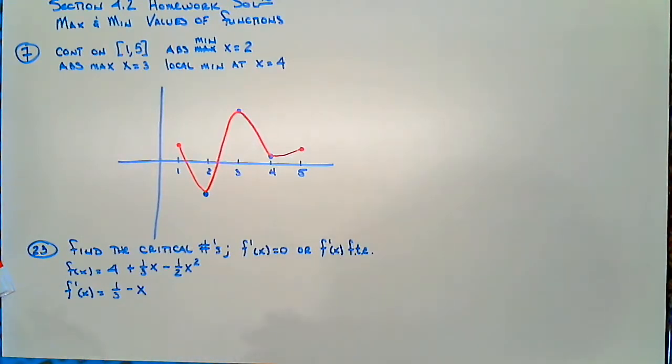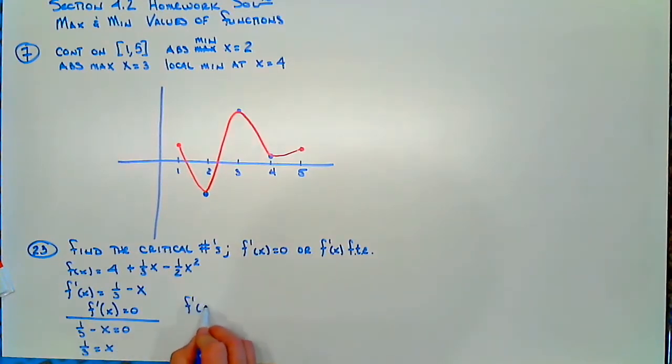So how do we find critical numbers? My suggestion is you make a chart, right? You say f prime of x equals 0. You do your work here. You have 1/3 minus x equals 0. And then what does that get me? That gets me to bring the x over here, and I get 1/3 equals x.